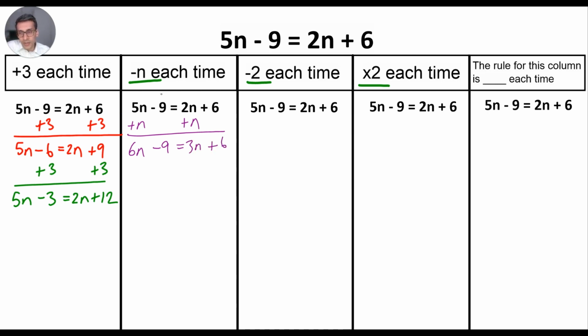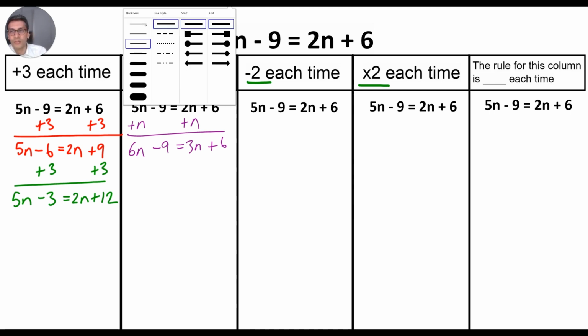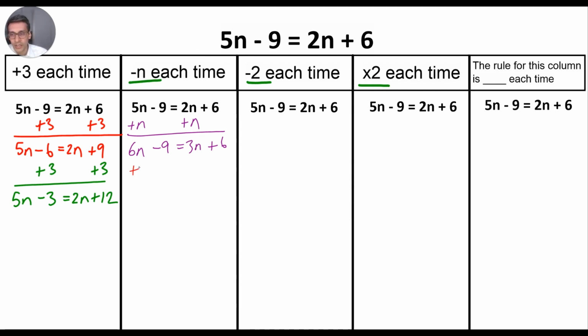And then we're going to do the same thing again. We are going to add n to both sides of the equal sign. So this becomes 7n minus 9 equals 4n plus 6.